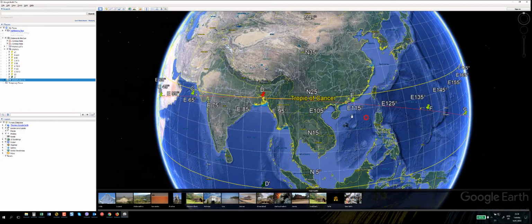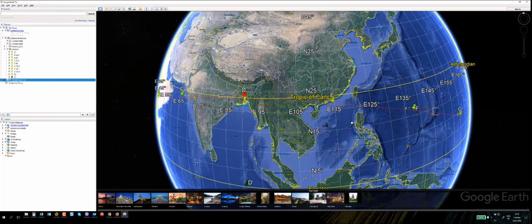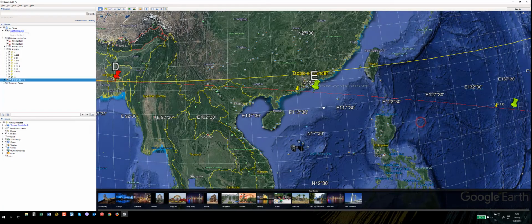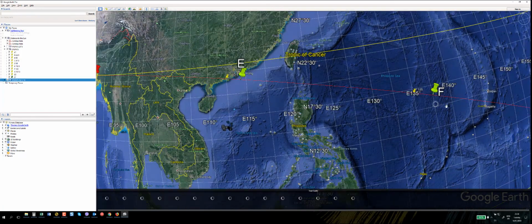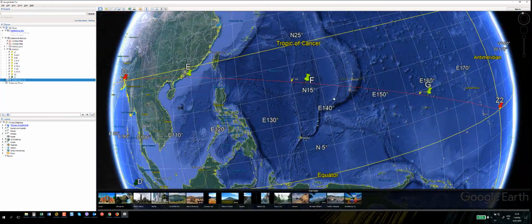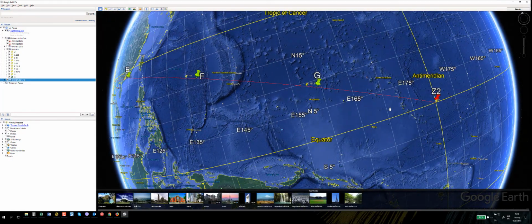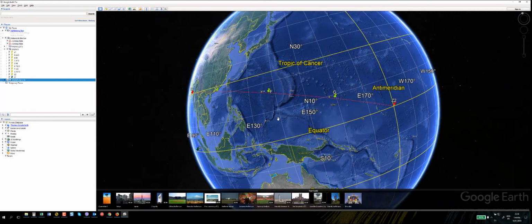And the same goes for the other side. E has now moved further to the right, F has moved further to the right, and G has moved further to the right. And we reach Z2 on the other side of the globe.